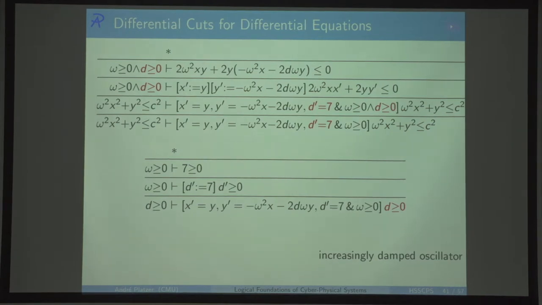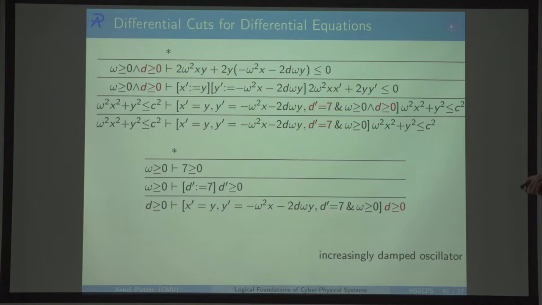Here you're just saying d prime is positive. No, you shouldn't be starting with a negative d. I misspoke. You have to start with a d greater or equal to 0, with a non-negative d, right?